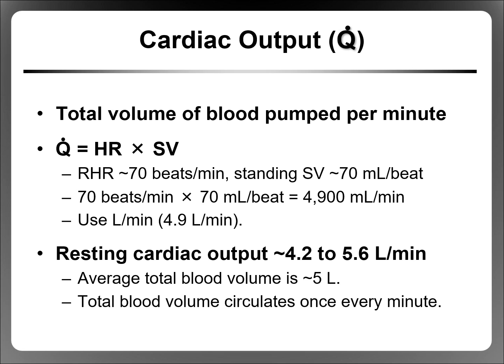So our resting cardiac output is going to be somewhere between 4.2 to 5.6 liters per minute. So that means on average, we move a total volume of blood of about 5 liters around the body every minute. This total blood volume will circulate once every minute.